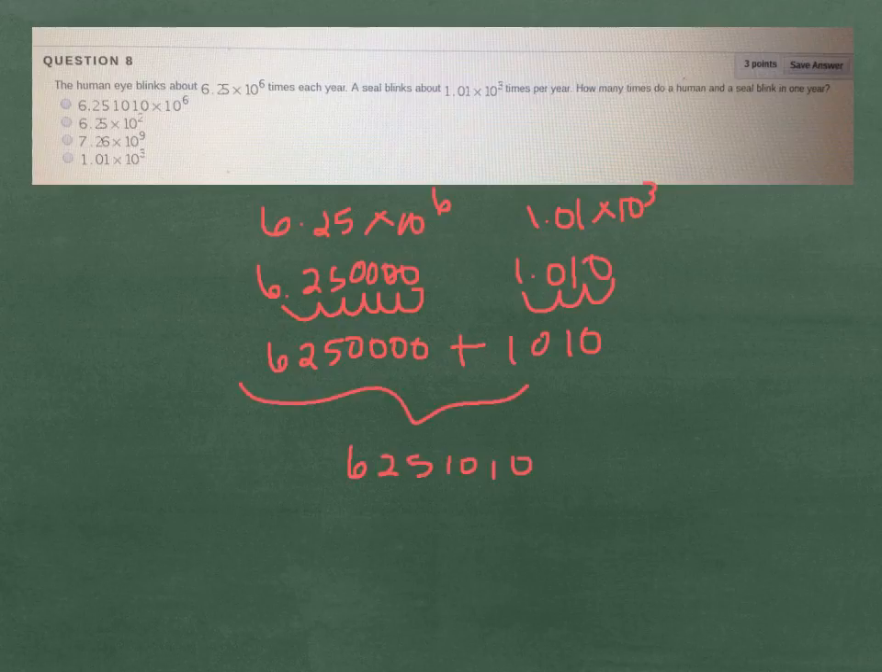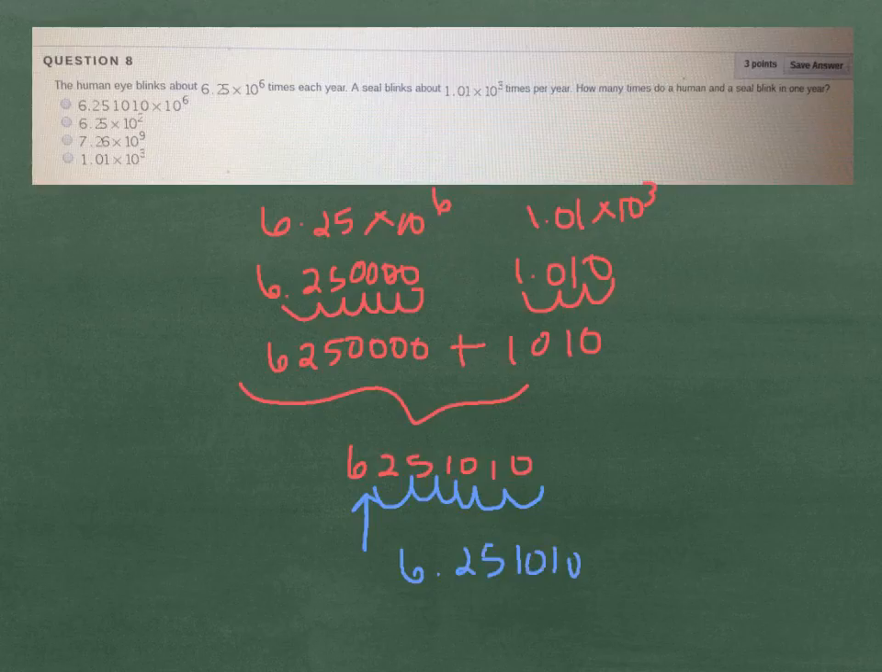Alright, and then in order for it to be in scientific notation, the decimal needs to go right here, so you need to move it 1, 2, 3, 4, 5, 6 times. So the answer is 6.251010 times 10 to the 6. Look at your answer choices, and that would be the first answer choice.